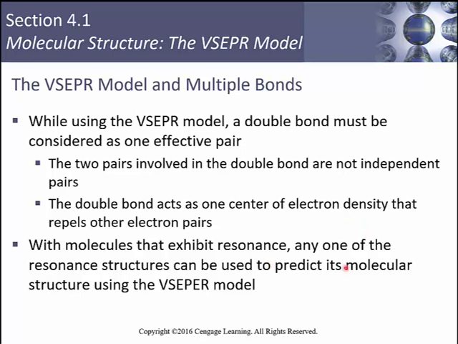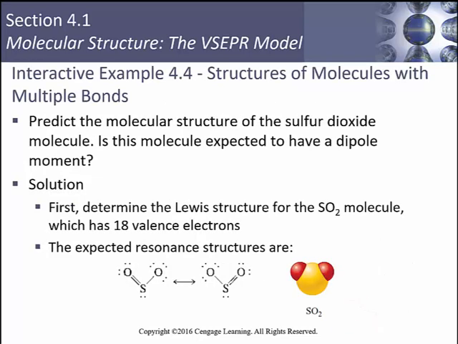With molecules that exhibit resonance, any one of the resonance structures can be used to predict its molecular structure using the VSEPR model. So let's predict the molecular structure of the sulfur dioxide molecule. Is this molecule expected to have a dipole moment? We'll talk about that a little bit more, but first we're going to determine the Lewis structure of the SO2 molecule, which is going to have 18 valence electrons. We've got 2 resonance structures that we could generate, one with a double bond to the left and one with a double bond to the right.